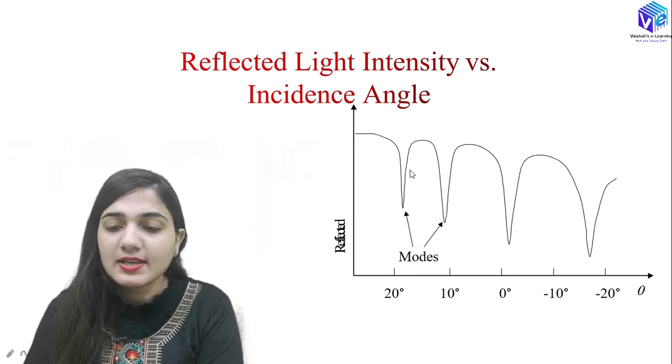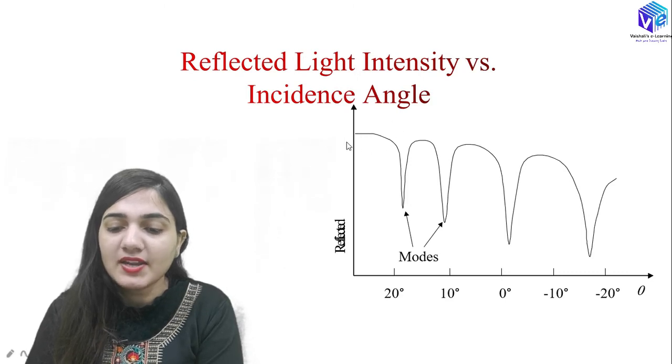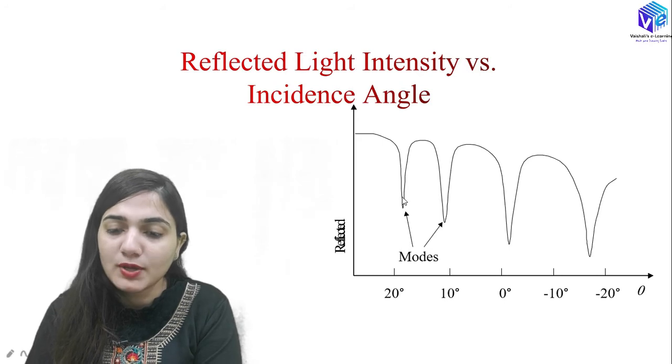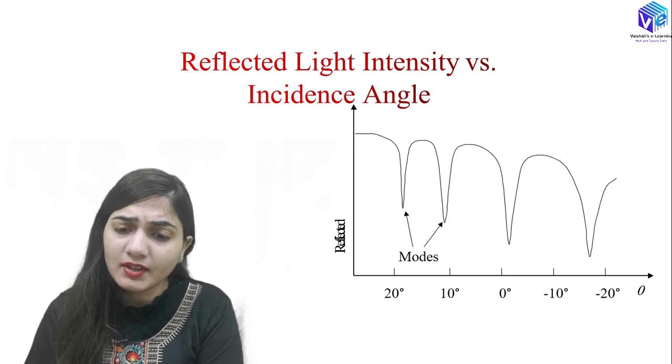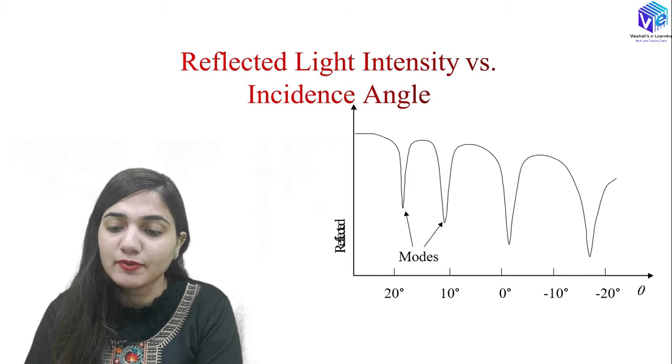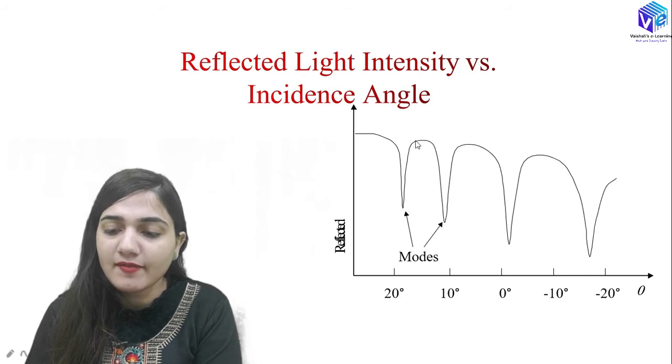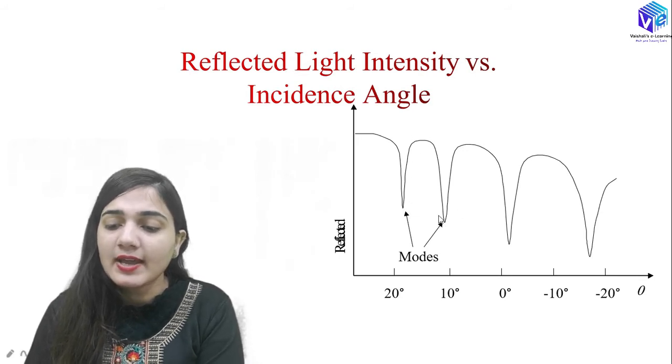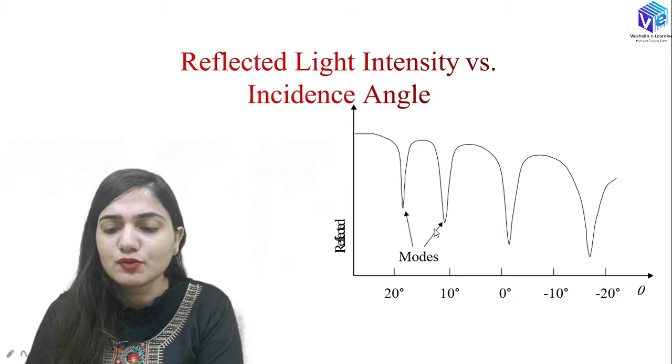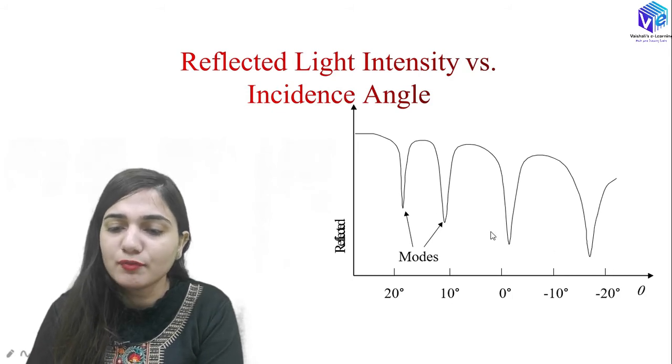You can see here, if I change the incident angle, here I have constructive interference, which means the reflected light intensity would be highest here. At this point I will have destructive interference, and accordingly the reflected light intensity will be minimum over here. This point is called the mode, the point at which I have destructive interference. Again here I have constructive interference, and here destructive interference. So I can easily find out the number of modes.